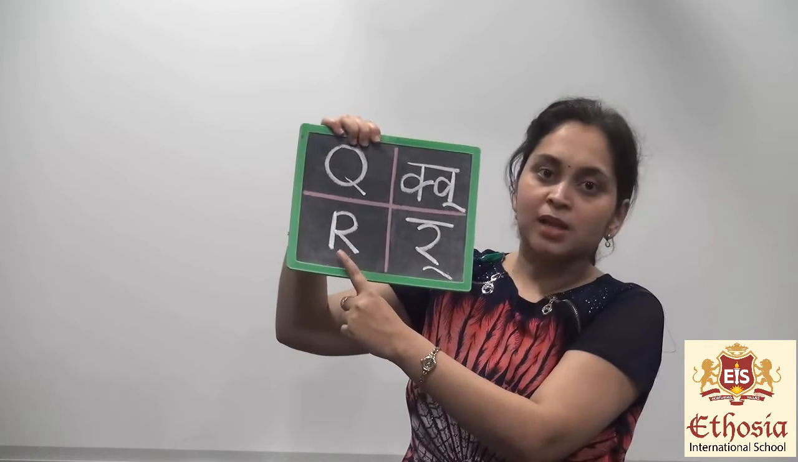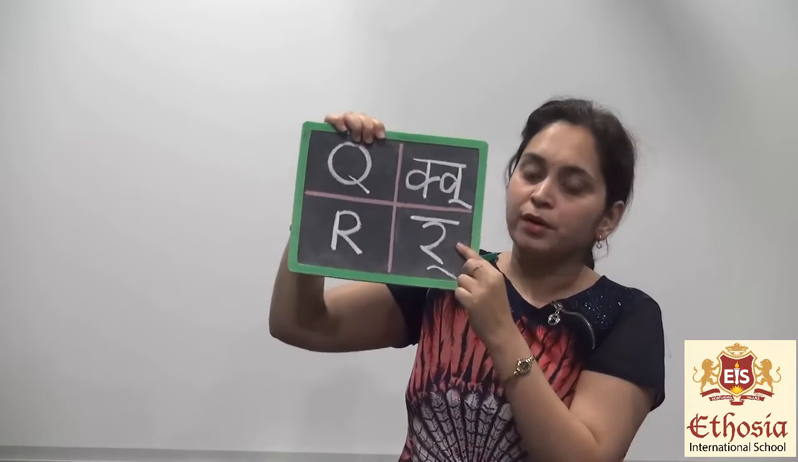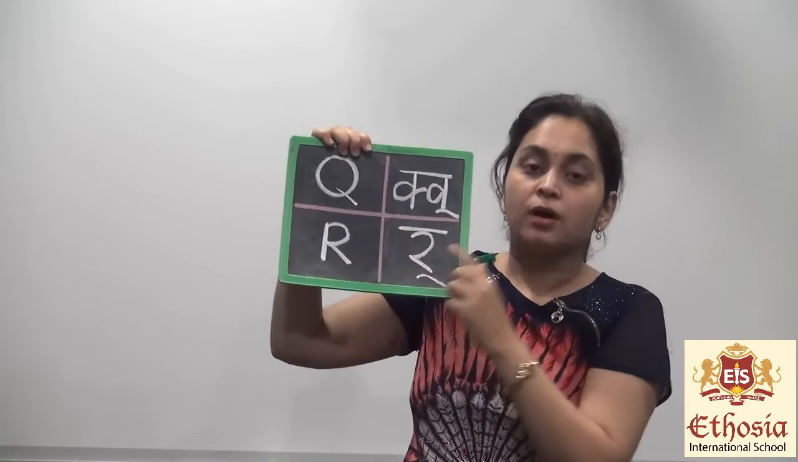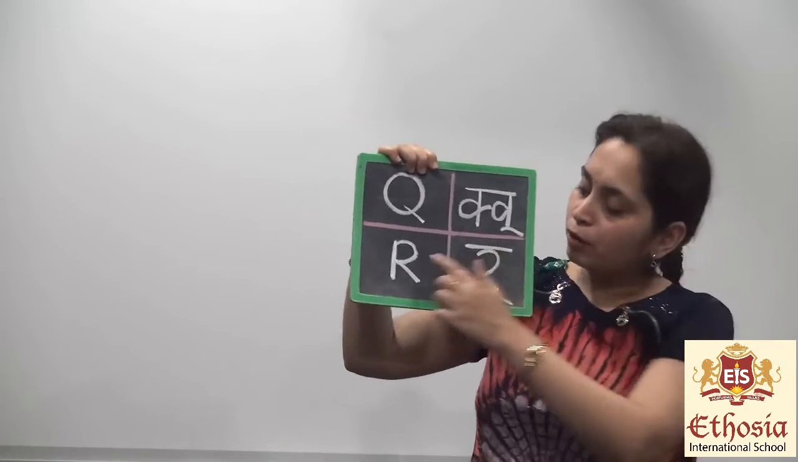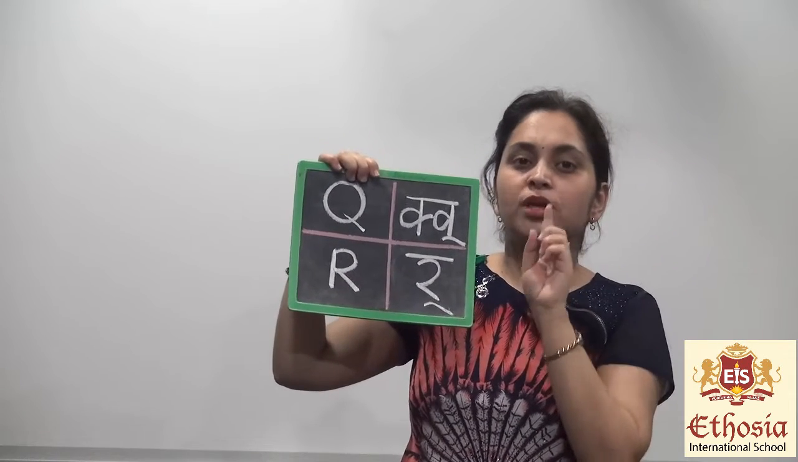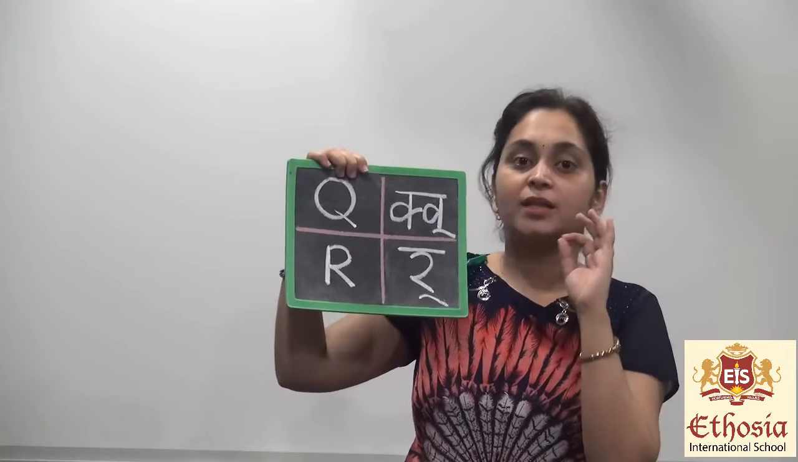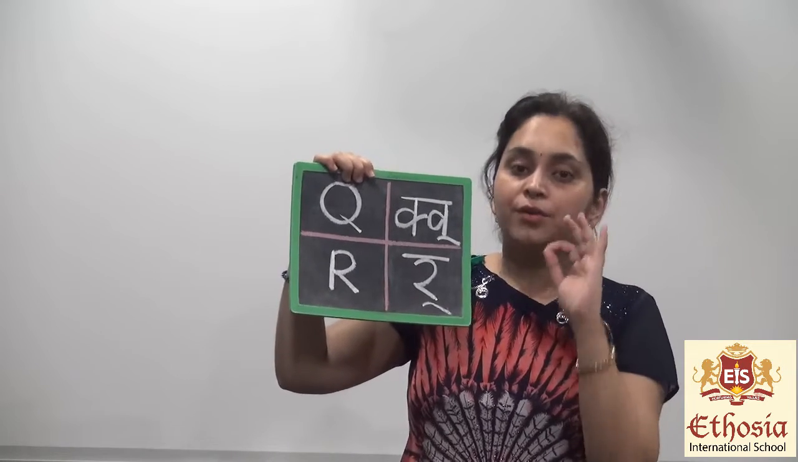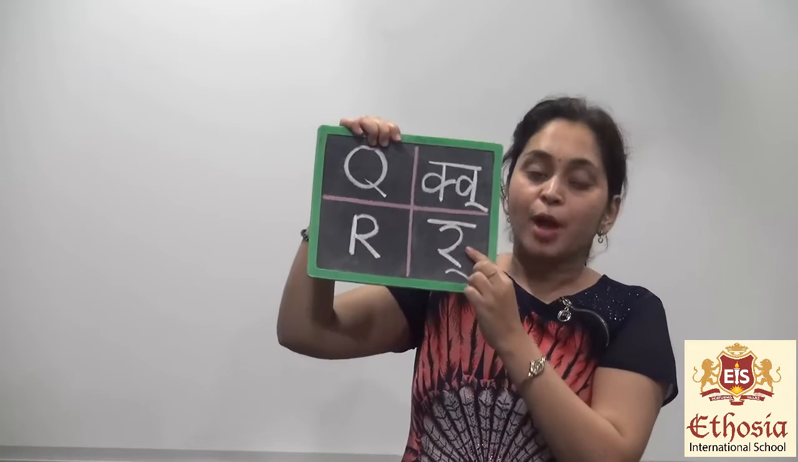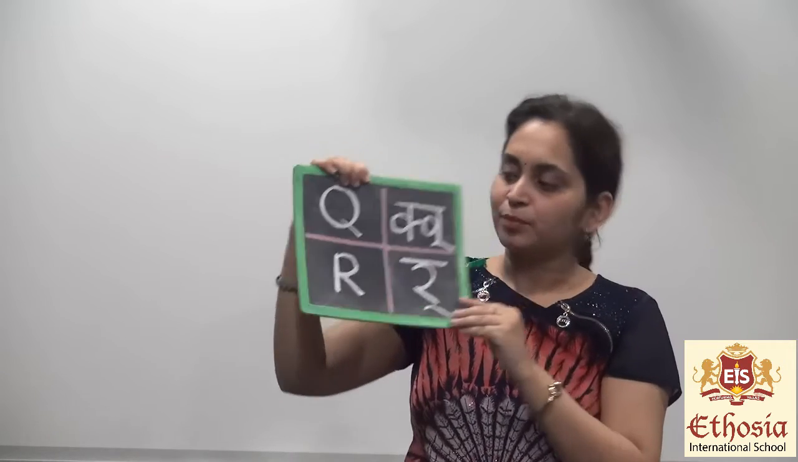This is capital R. R says R. When you take out the sound of this capital alphabet R, make sure your tongue touches the upper palate of the mouth and then the sound will come like this, R, like rabbit, rat, and so on.